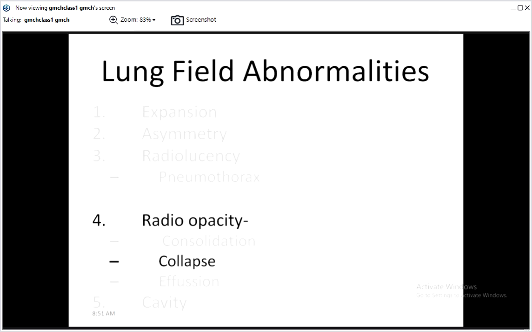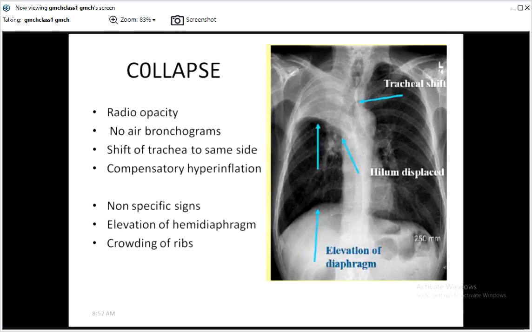So coming to the collapse, as we have discussed, if there is collapse, there will not be any air. So that will be completely white. Okay. So here you can see, there will be no air bronchogram. So whenever there is collapse, there will be the loss of lung volume on that particular side. So what will happen?